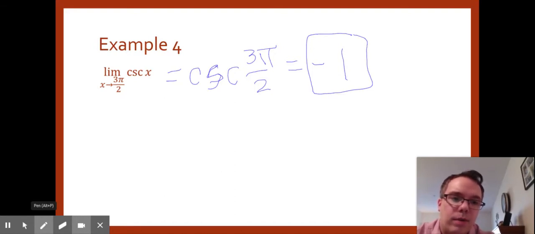Otherwise, if you have a denominator that's 0, your problems should be using the sine of x over x or 1 minus the cosine of x over x.